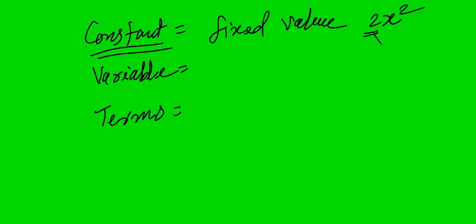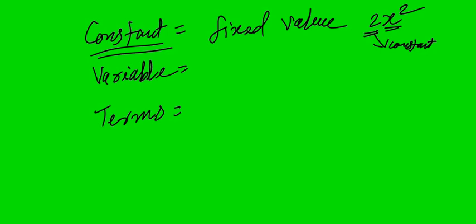First question is, what is constant? A symbol having a fixed numerical value is called a constant. Simple definition: a symbol having a fixed numerical value is called a constant. That means a symbol which has a fixed value. For example, when I write 2x square, here 2 is constant because 2 is only 2. The value of x will vary.